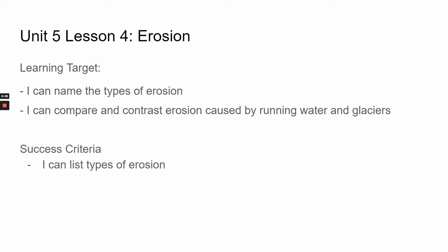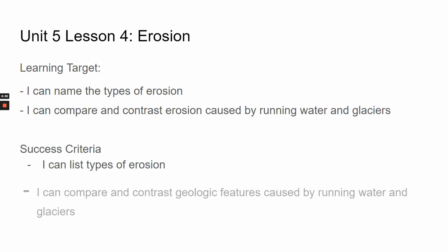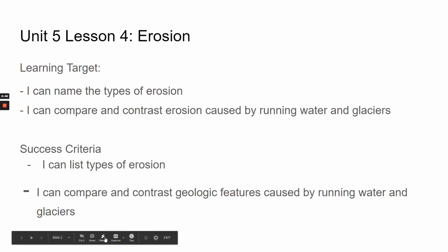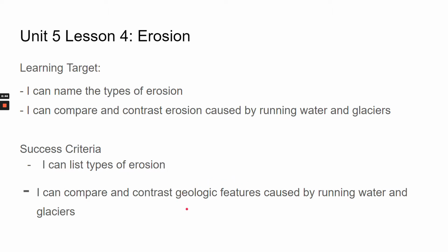Our success criteria: I can list the types of erosion, and I can compare and contrast geologic features caused by running water and glaciers. In our success criteria, when we look at this word geologic features, we're thinking about things that are formed. A feature is something that you're looking at, a large structure. So we're looking at these large things that have been created by different types of erosion, and I'll point them out as we go through them.